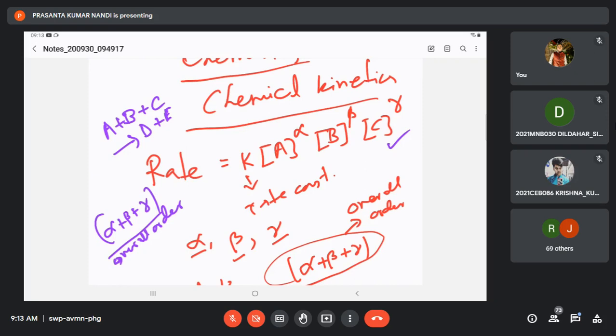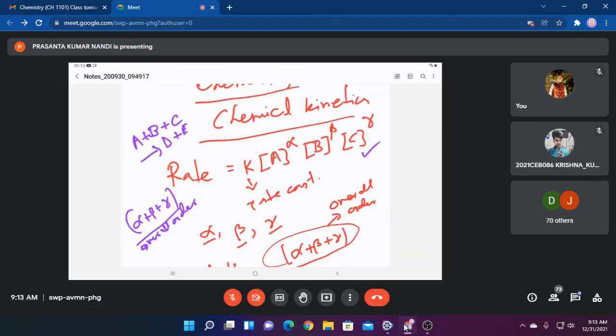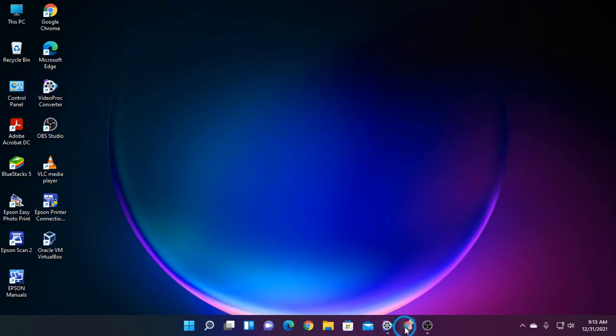Now you know what the overall order of the reaction is? That is the sum of the exponents that appear in the rate equation, which we call the overall order of the reaction. But alpha, beta, and gamma: the reaction is alpha order with respect to reactant A, beta order with respect to reactant B, and gamma order with respect to reactant C.